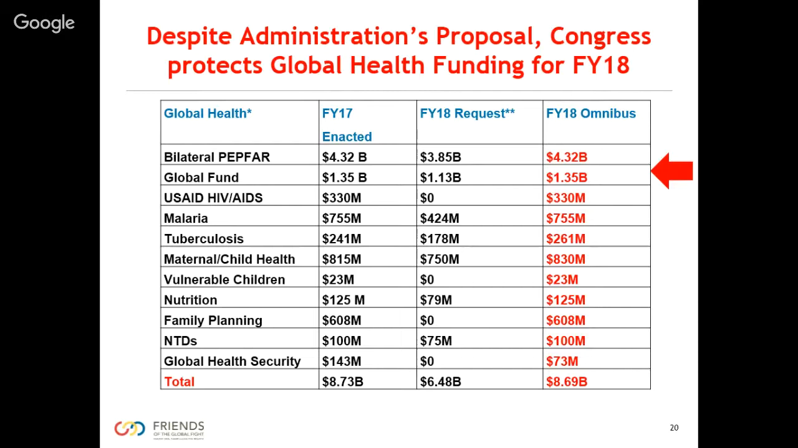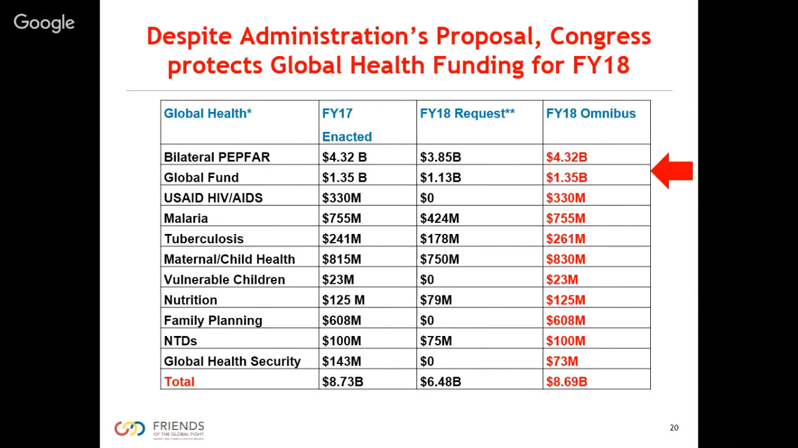The omnibus also sets out just $73 million for global health security, but includes authority to redirect $100 million in Ebola funds to strengthen countries' capacity to prevent and respond to outbreaks, and $35 million for USAID's Emergency Reserve Fund to respond to emerging threats.